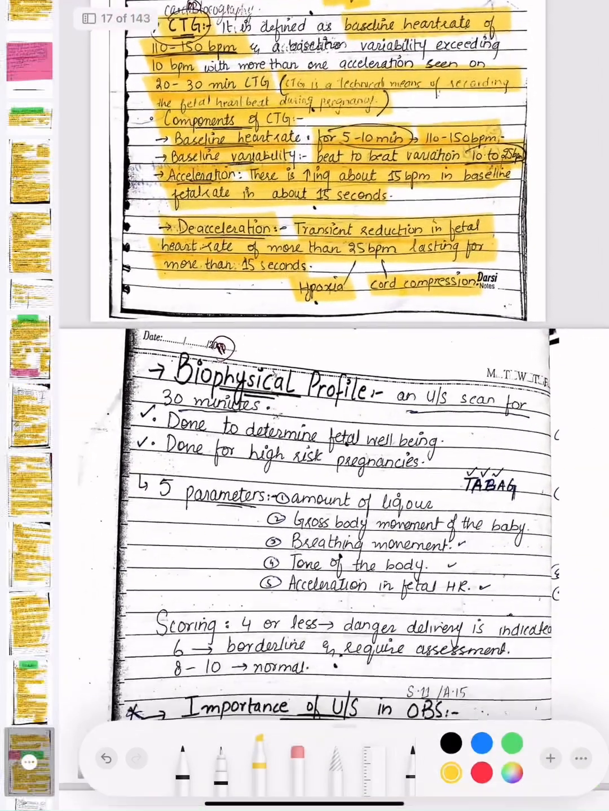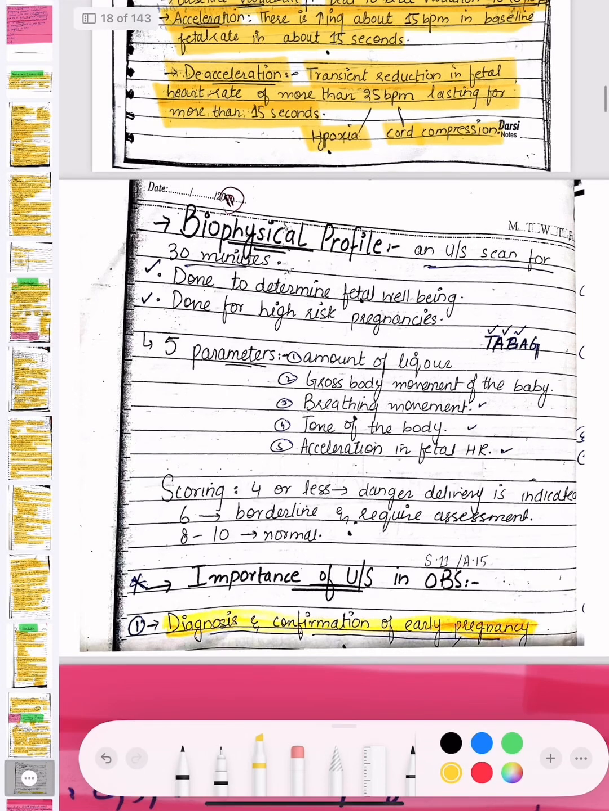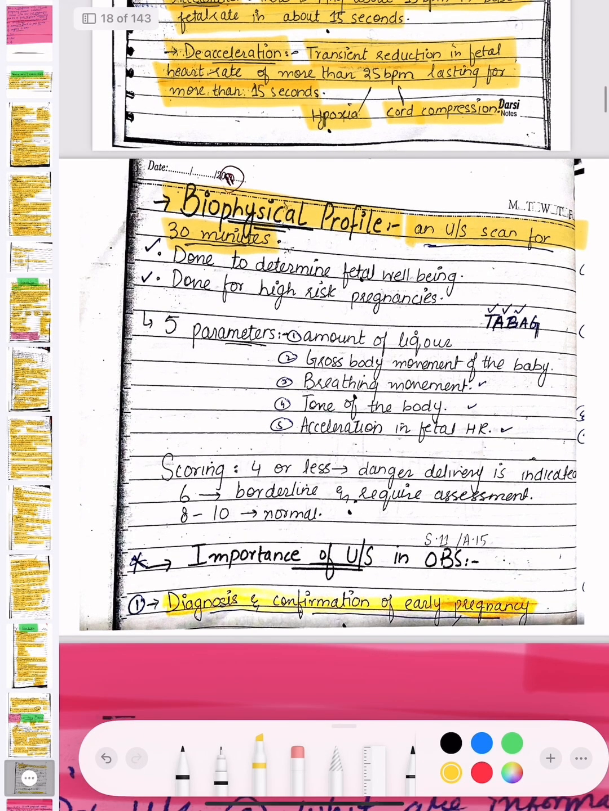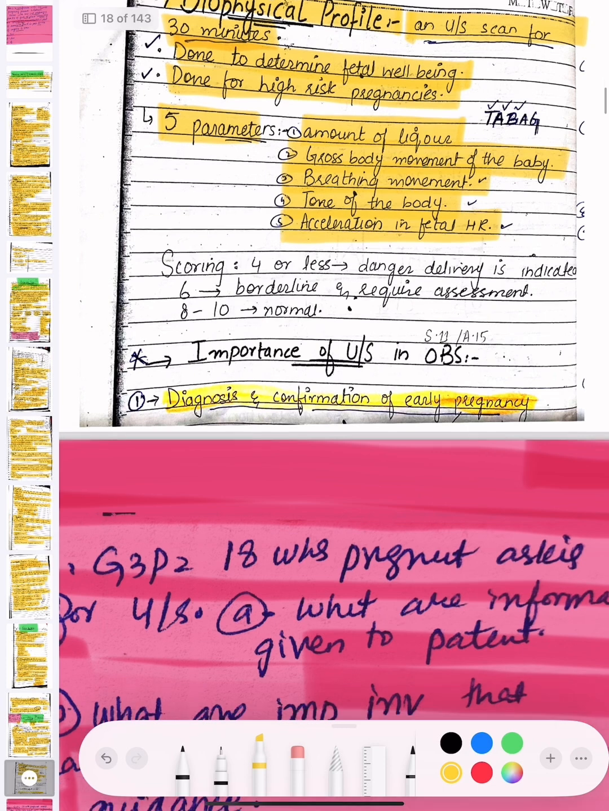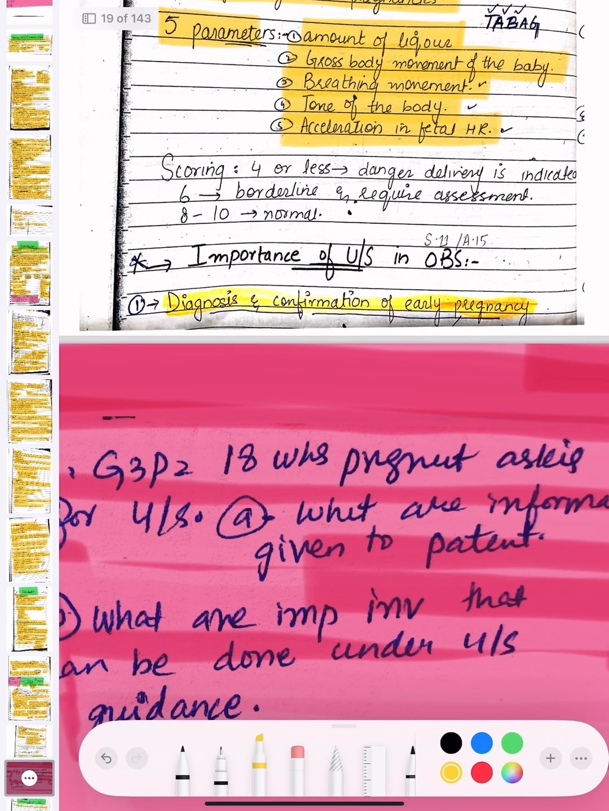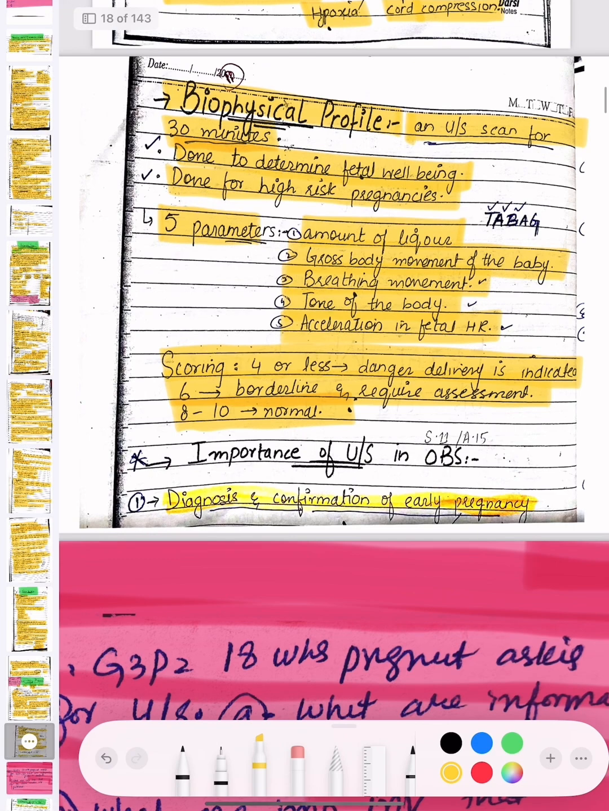Then the biophysical profile of the fetus. On ultrasound scan for 30 minutes, the biophysical profile is checked and done to determine the fetal well-being, and is done for high-risk pregnancies. The 5 parameters are: the amount of liquor is checked, the gross body movement is checked, the breathing movement is checked, the tone of the body is checked, and acceleration in the fetal heart rate is checked. Now, a score of 4 or less indicates danger and delivery is indicated. If it is 6, then it is borderline and requires reassessment. If it is 8 to 10, then the biophysical profile is normal.